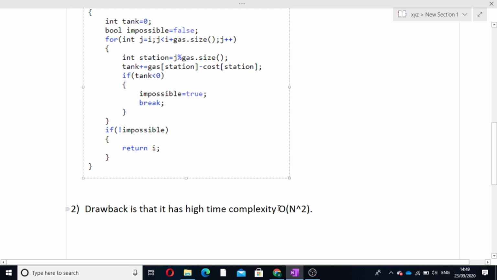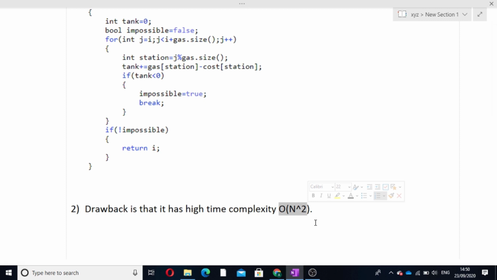In this case, the maximum time complexity which we can reach is O(n^2), which is very high time complexity. So next we will look at an approach which is very efficient, space efficient and time efficient also. So now let's look at that approach.